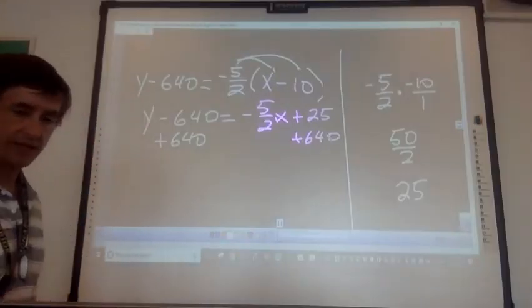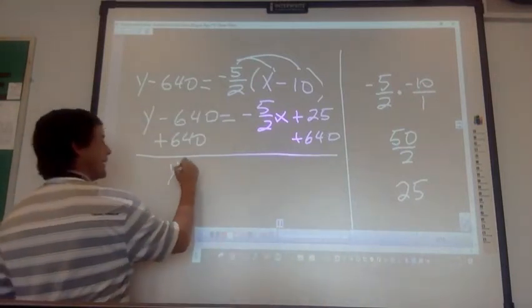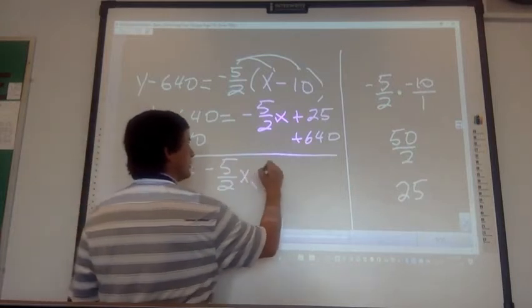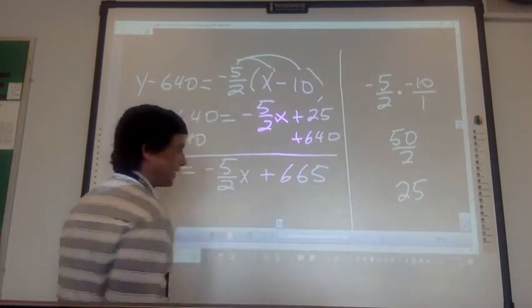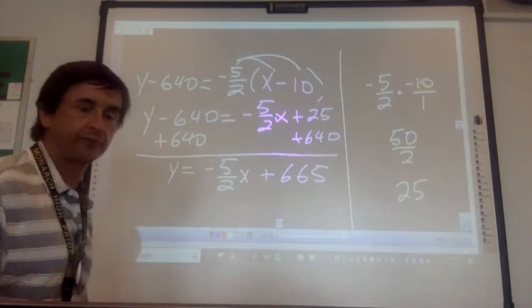This single problem takes up the majority of the whole lesson. So y equals -5/2 x plus 665. And I said in the last class, 1 away from the devil number.